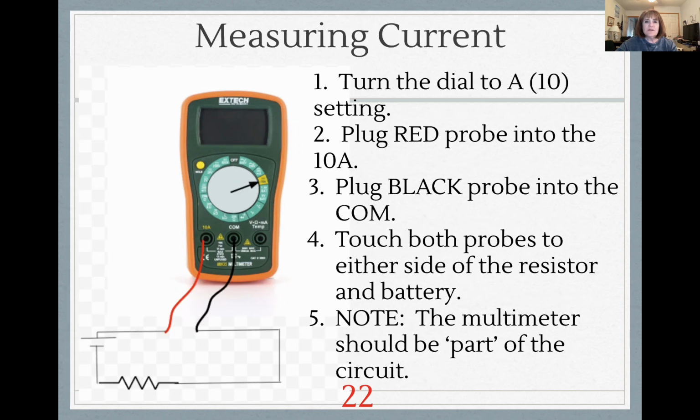Finally, to measure the current, you turn the dial to 10A, you plug the red probe into the 10A, and the black probe into the COM. You touch both probes to either side of the resistor and the battery, but here the multimeter needs to become part of the circuit, so there needs to be a gap in the circuit. We're going to be answering questions on this today and then actually doing some physical activities in the next couple days.